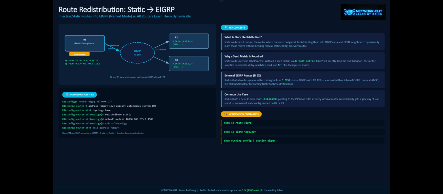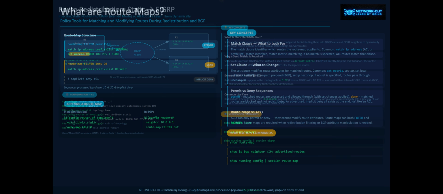Now let's take a look at route redistribution and route maps. Route redistribution allows different routing protocols to share routes with each other, which is essential when a network runs multiple protocols like EIGRP, OSPF, or BGP. When we redistribute routes, we must set proper metrics and apply filtering, often with route maps, to keep routing stable and predictable. This ensures each protocol receives only the routes we intended to advertise.